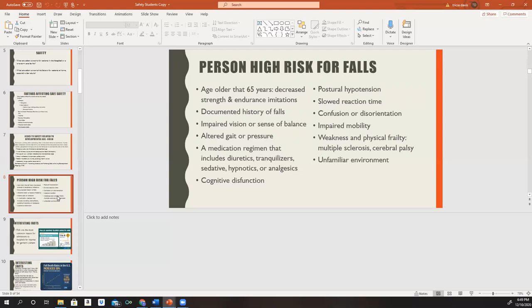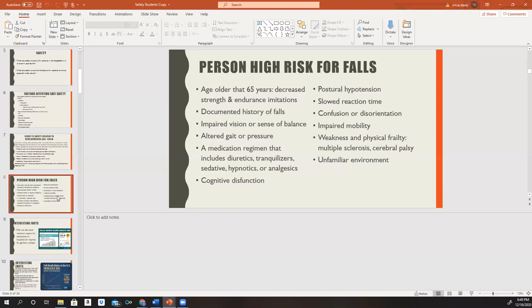Then you have your sedatives, your hypnotics, and your analgesics, all going to have an effect on that blood pressure and respiratory rate. And if their blood pressure drops, what are they at risk for? Yep, hypotension. Hypotension leads to falls. If they have any cognitive dysfunction, if they don't really have a firm understanding of their safety awareness and what's going on, they're at risk for falls.